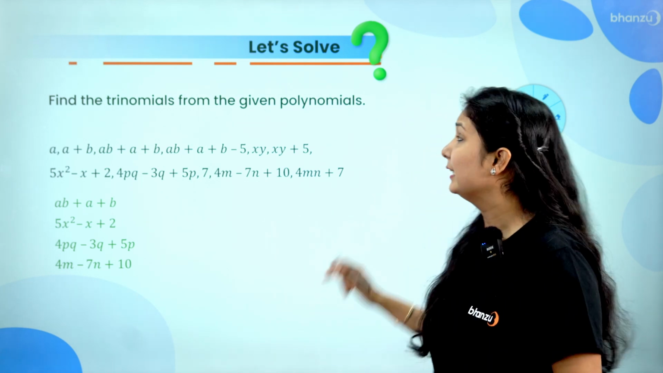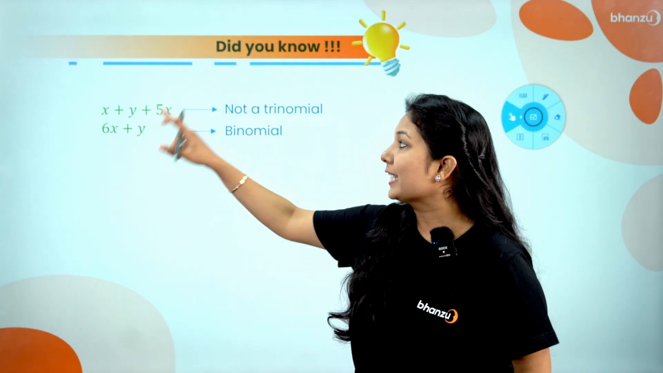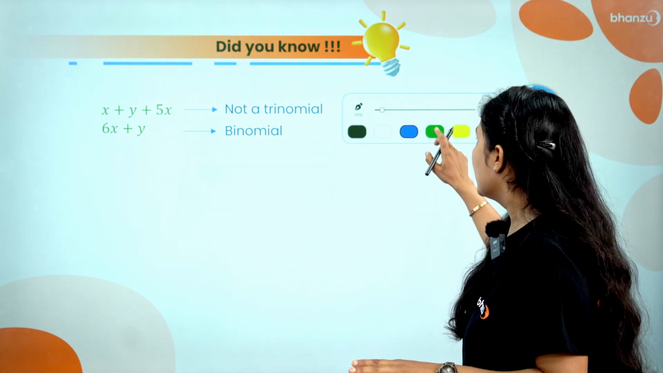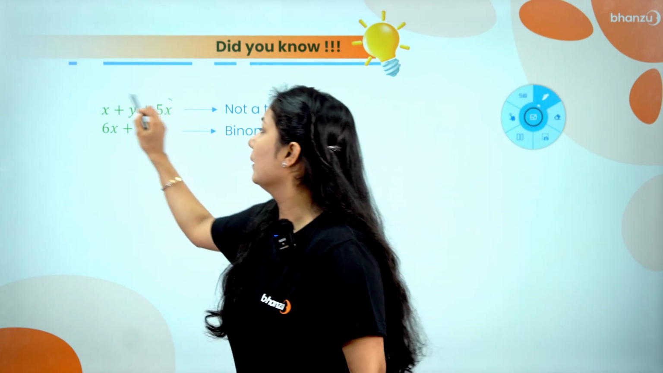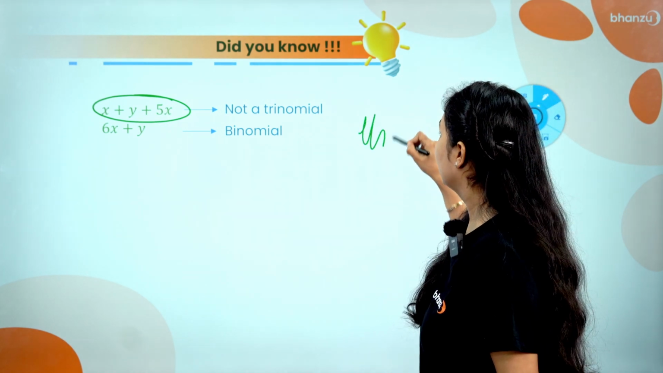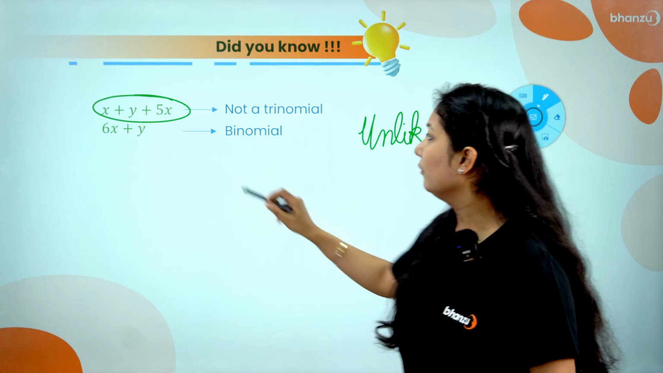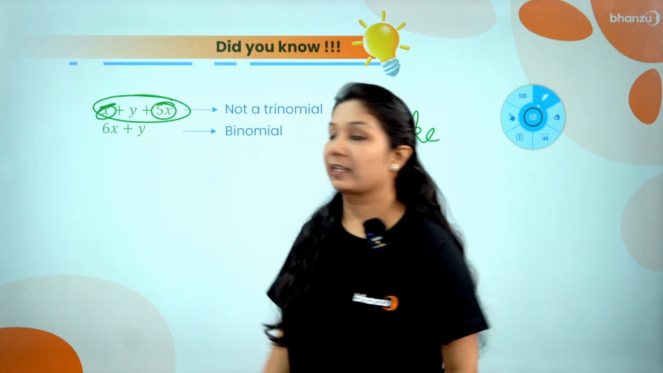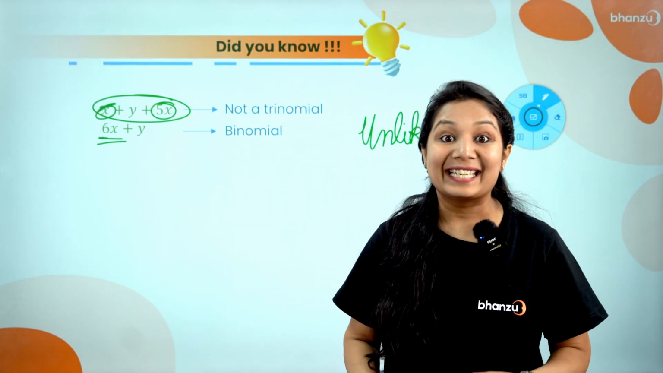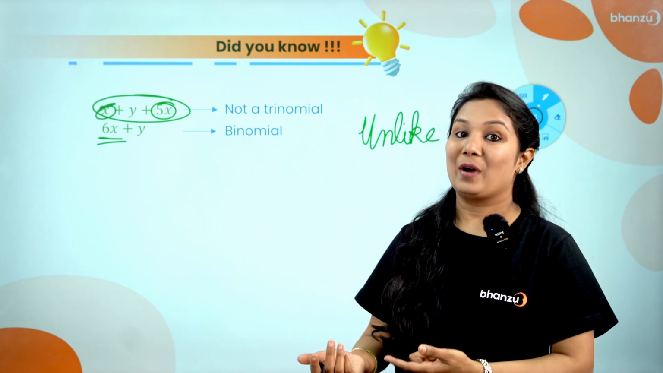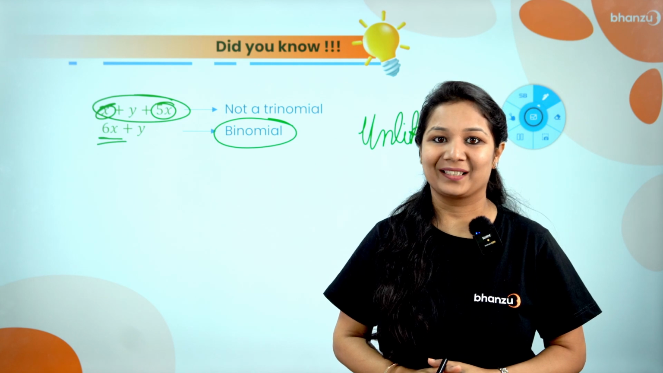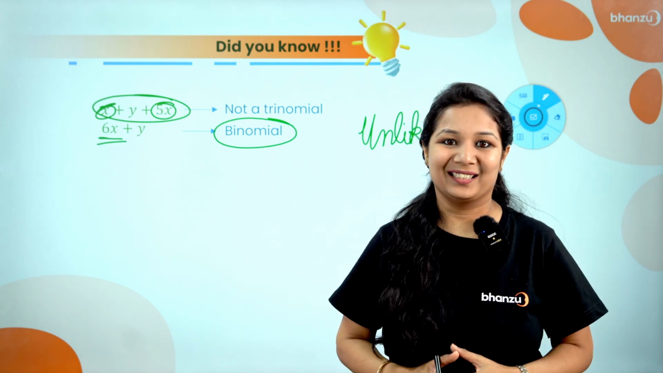So let's move ahead and see that are you all aware that x plus y plus 5x is not a trinomial? How come? Just now I was saying that three terms will be a trinomial, but do you remember I told unlike terms? But here you have two like terms, x and 5x. So x plus 5x is 6x. So 6x plus y, what will it become? It will become a binomial.